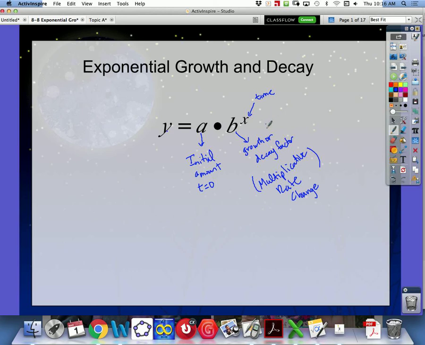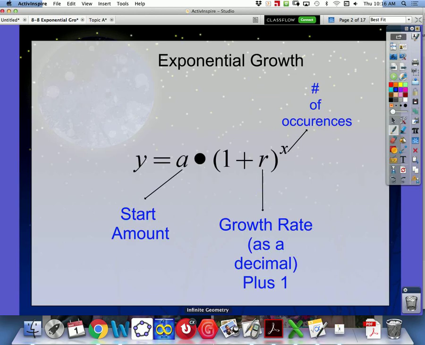Now, when we're talking about exponential growth and decay, it's still going to fit into this equation, but now it's going to look a little bit different. In exponential growth, we take whatever the growth rate is that they give us, but we have to add the 1 to it. The reason why we add the 1 is the 1 represents the original amount. Or in percentages, it would be 100%.